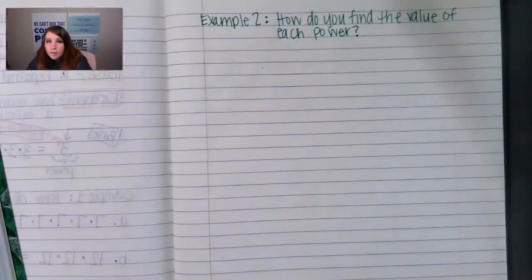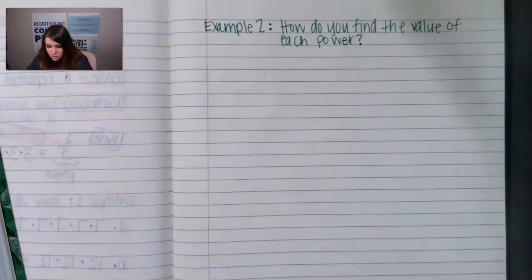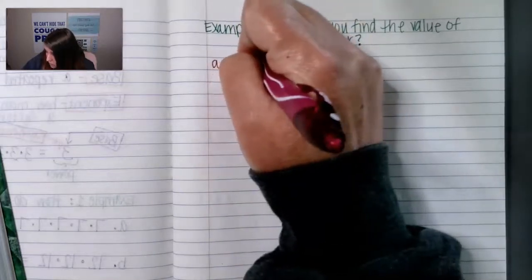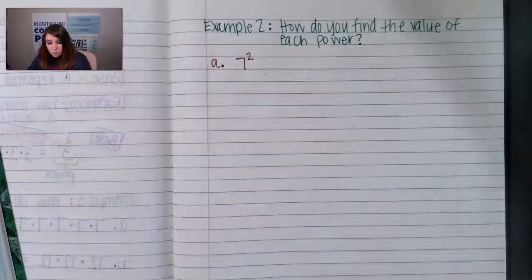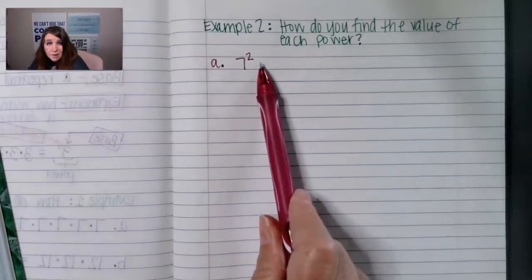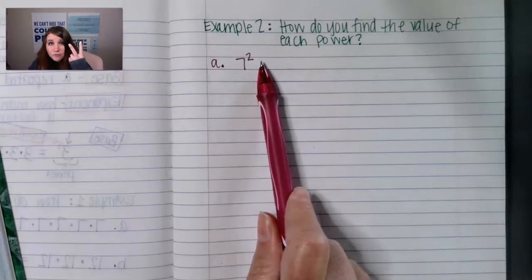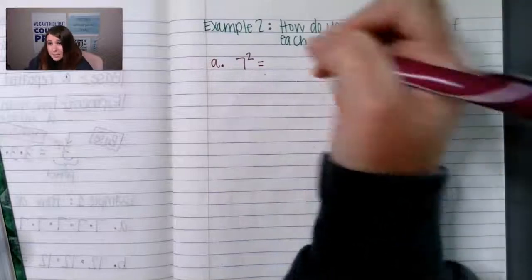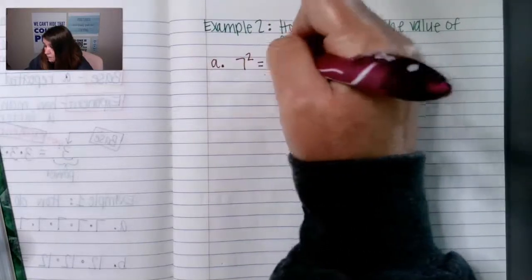All right, let's talk about this one now. Example 2. We're going to start with an example with a power that looks like this. My first power says 7 squared, or 7 to the power of 2. The way that we're going to solve this one is, first, how many 7s do I have? Well, 7 to the 2 means it's all about the 7, and I only have, you're right, 2 7s. So really, this means 7 times 7.